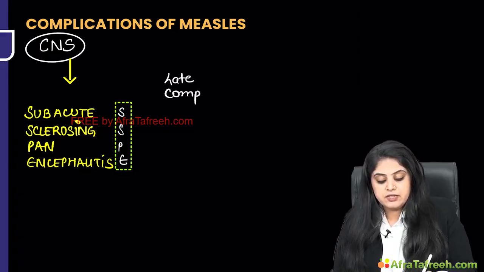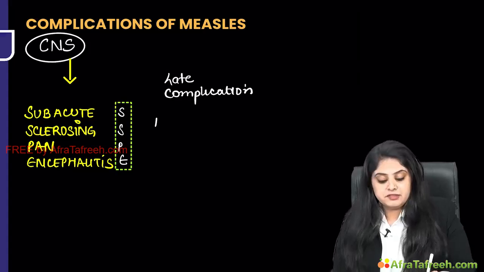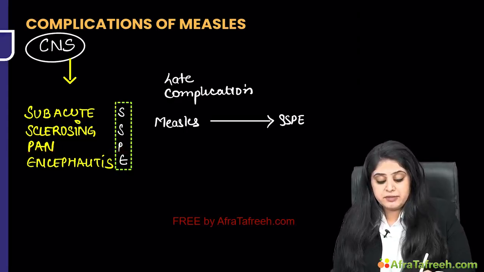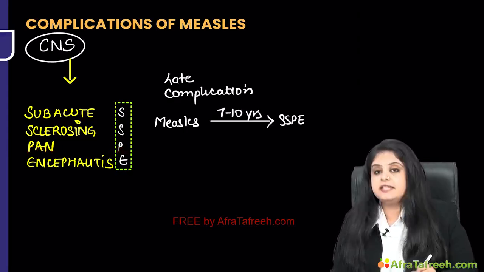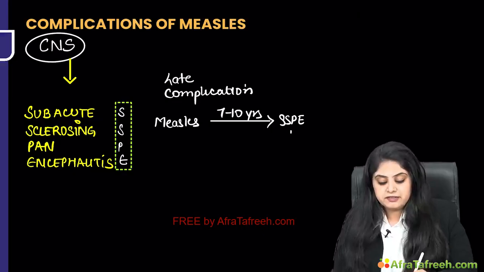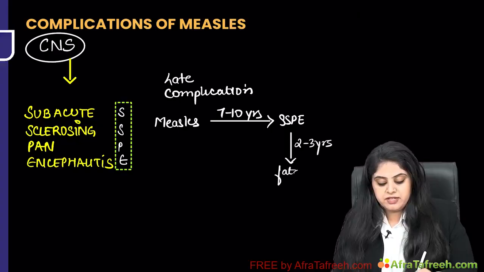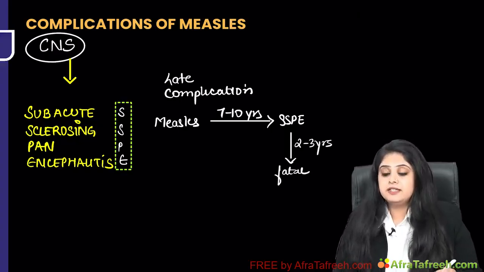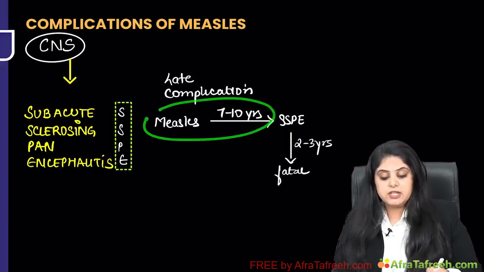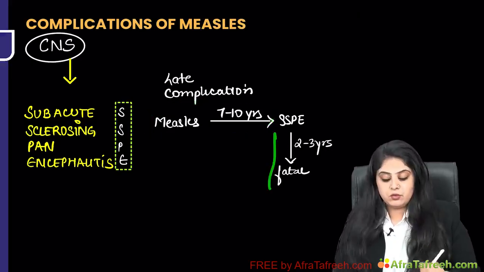and this actually is said to be a late complication. When I say it's a late complication, it's going to occur many years after measles. So for example, a patient had measles right now. How many years later will SSPE occur? Approximately 7 to 10 years later. But the problem is that once SSPE occurs, within 2 to 3 years, it's going to be very fatal. It's going to result in death. So please remember, late complication hai, but once it happens, it's quite fatal.